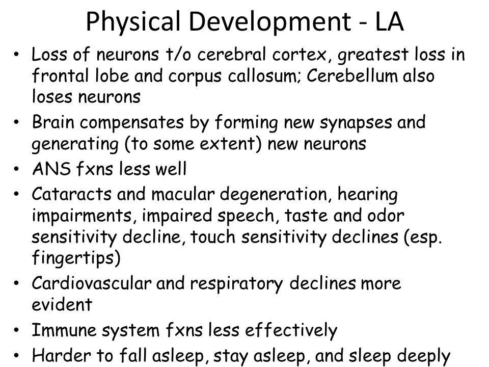Cardiovascular and respiratory declines are more evident. The immune system functions much less effectively. So that's why they always tell seniors to get their pneumonia shots and get their flu shots, because their immune system just can't handle it. And because the cardiovascular and respiratory systems aren't as strong, if they get sick, it can be much more serious.